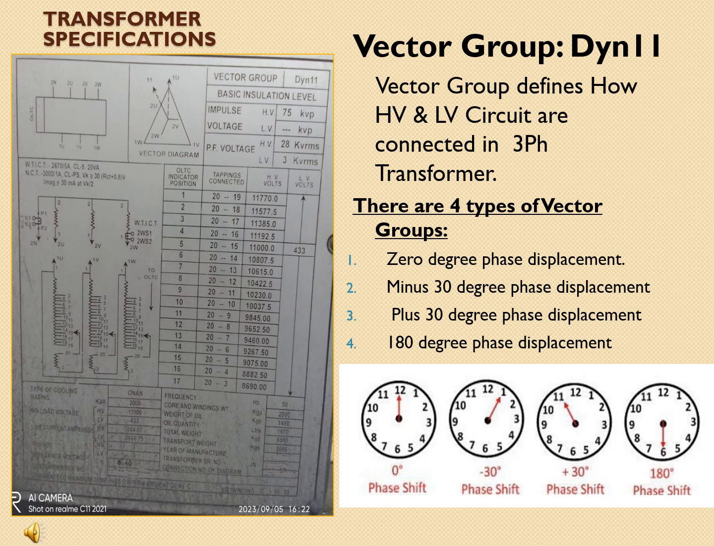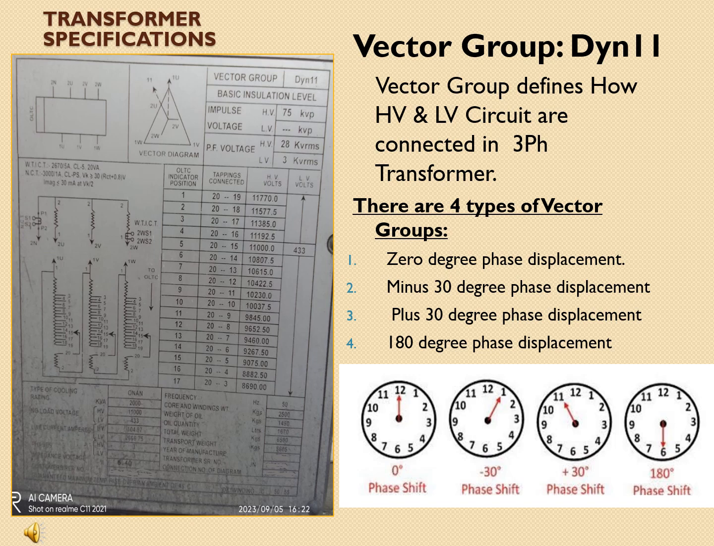Here on the screen, the vector group DYN11. First we will learn what a vector group is. The vector group defines how the HV and LV circuits are connected in a three-phase transformer. In every transformer there are two circuits, one HV circuit and one LV circuit. The circuit may be step up or step down from one end to the other. So how are they related to each other?